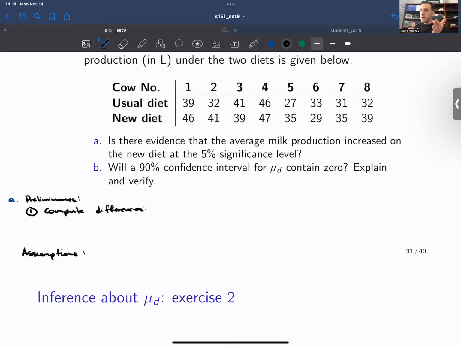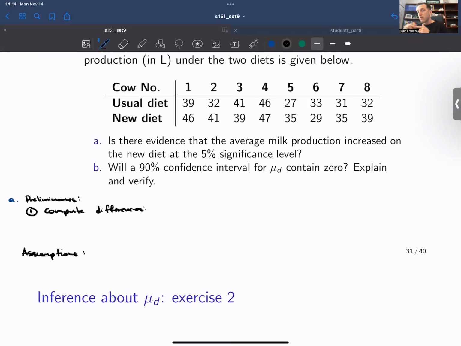We can take the new diet values and subtract the usual diet values, or we can take the usual diet values and subtract the new diet values. The direction that you go doesn't really matter, but it's easiest in the case of a directional test, which is what we have here, to try and phrase the hypothesis test exactly as the question is phrased. So in this question, it says, is there evidence that the average milk production increased on the new diet? So the logical thing to do here would be to take the new diet values and subtract the usual diet values, because then we can ask, are the differences bigger than 0?